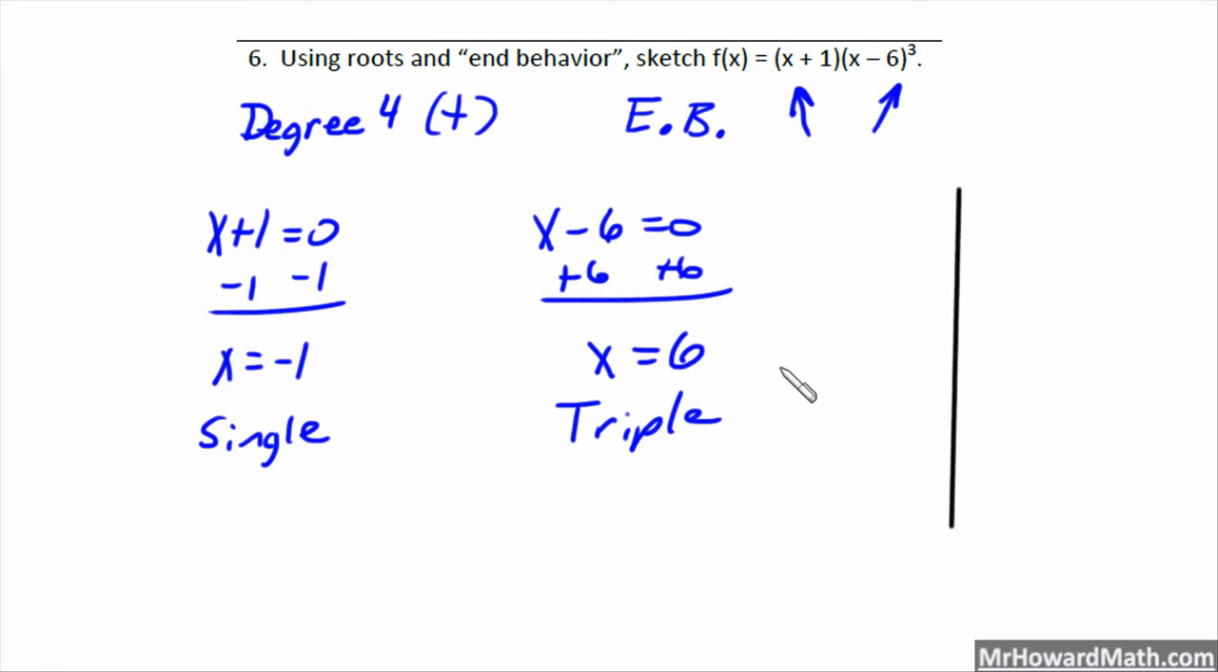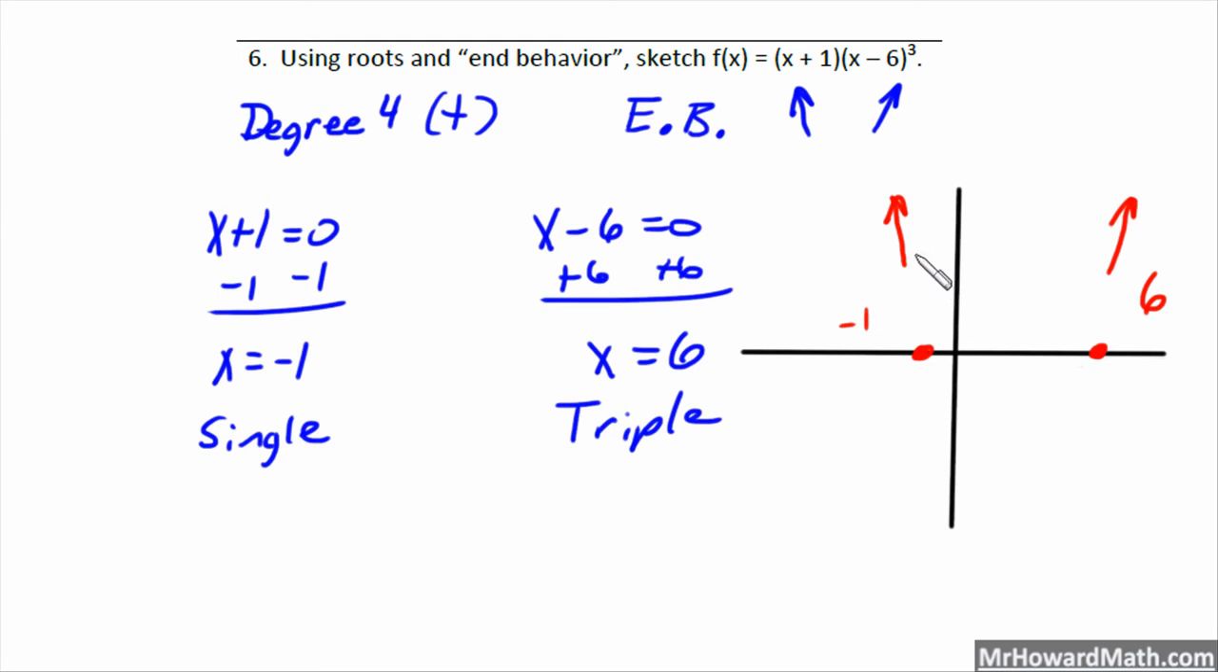So put our coordinate plane in here, put our roots in. So we have a single at negative 1, and a triple out here at positive 6. So our end behavior, put that in, it would be up left, up right. Now connect going through our roots.